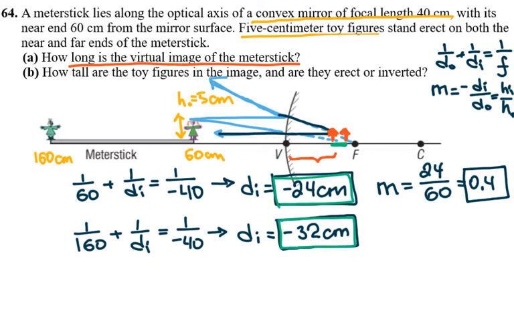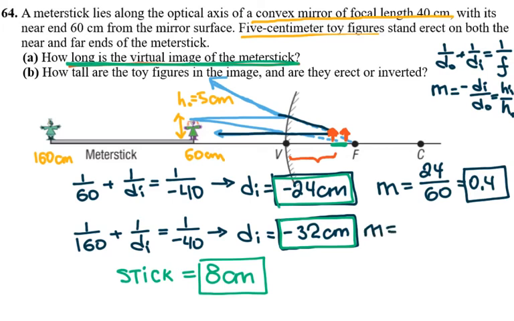So the meter stick, the virtual stick, is going to be only 8 centimeters long. So this is the answer for this question. And then let's do the magnification of the second image. That is -32, with a negative gives you +32. So -di over do, which is 160, and that is equal to 0.2.